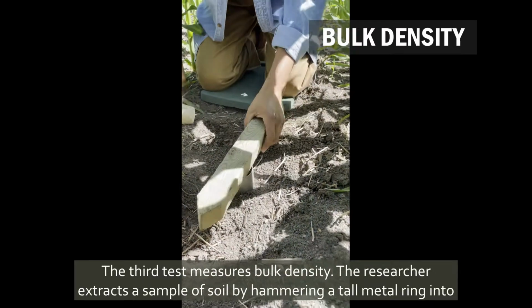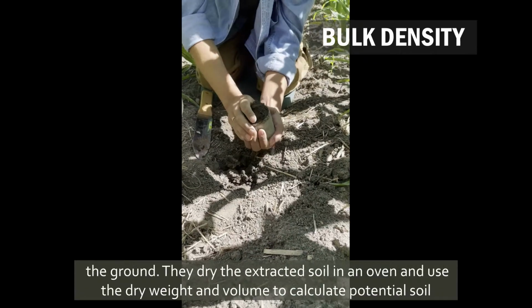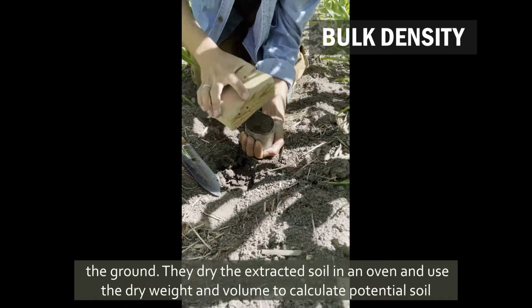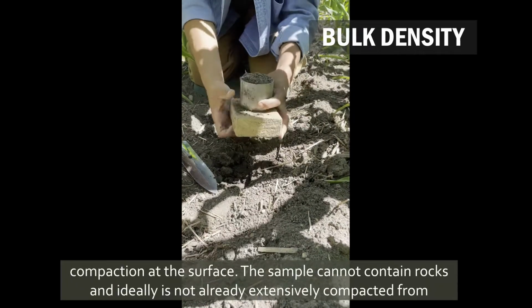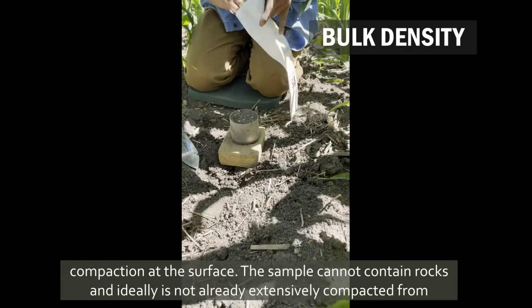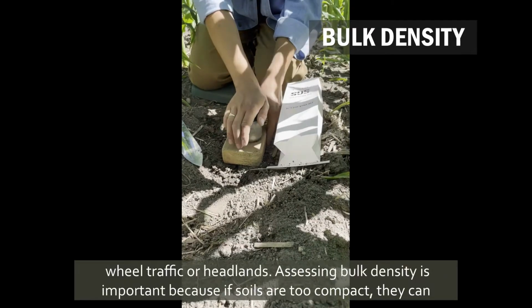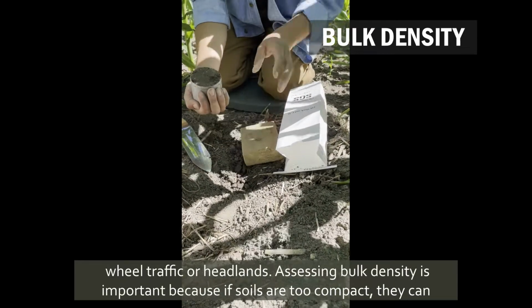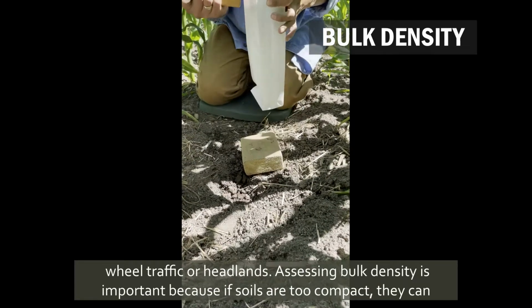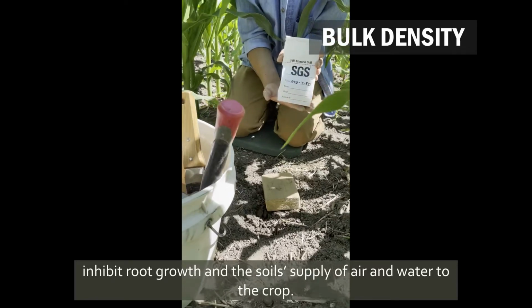The researcher extracts a sample of soil by hammering a tall metal ring into the ground. They dry the extracted soil in an oven and use the dry weight and volume to calculate potential soil compaction at the surface. The sample cannot contain rocks and ideally is not already extensively compacted from wheel traffic or headlands. Assessing bulk density is important because if soils are too compact, they can inhibit root growth and the soil supply of air and water to the crop.